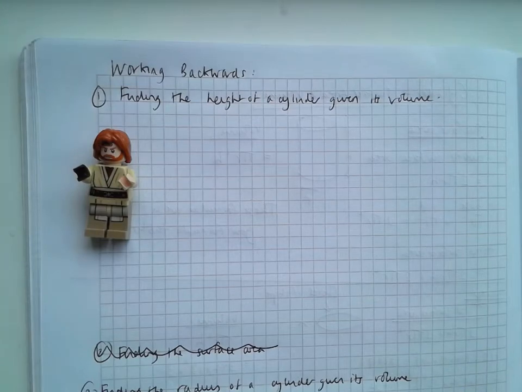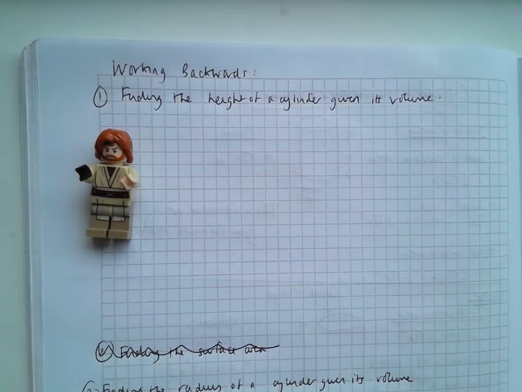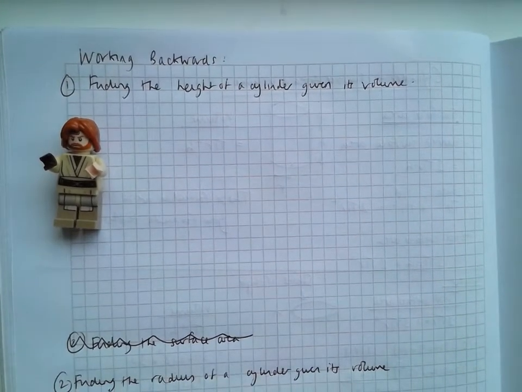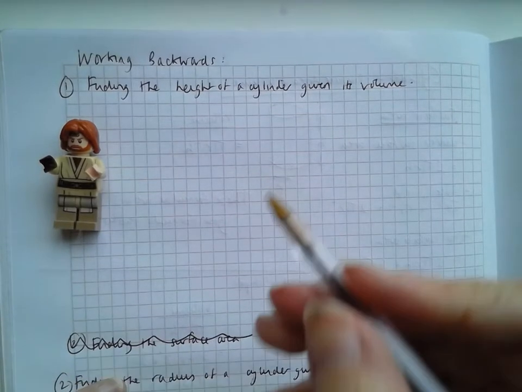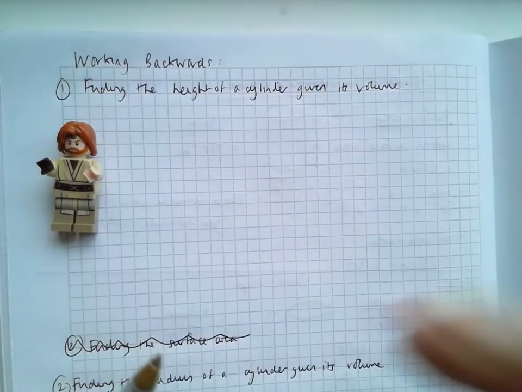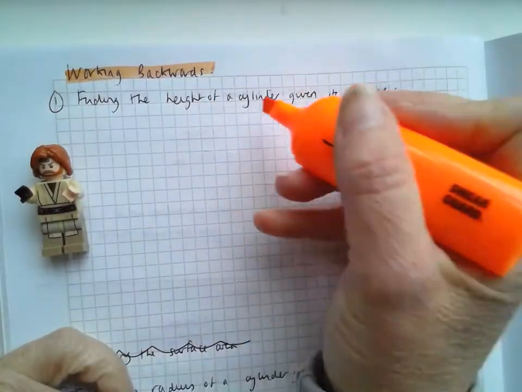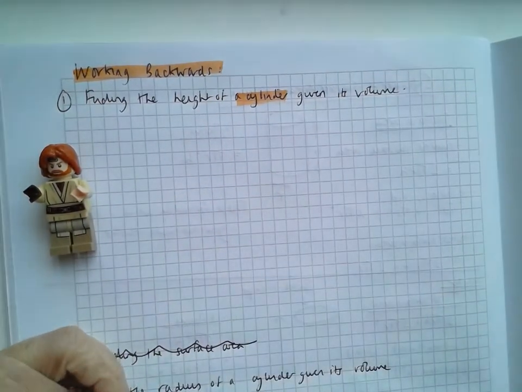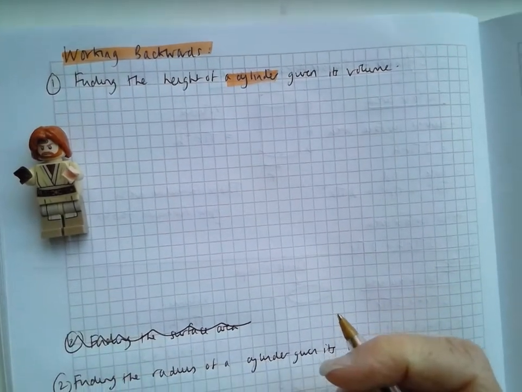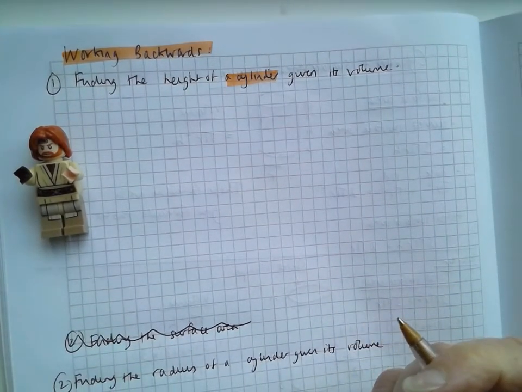So welcome back to Mrs. Riley's maths videos, and today what we're looking at is volume and area problems with a cylinder, but in this case we're working backwards. So when we're given the volume of a cylinder and we have to find its height, or we're given the surface area of a cylinder, we have to find its radius and so on.